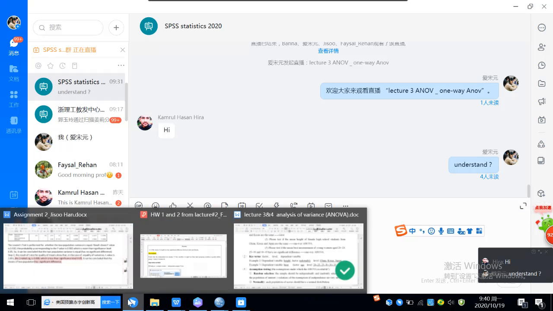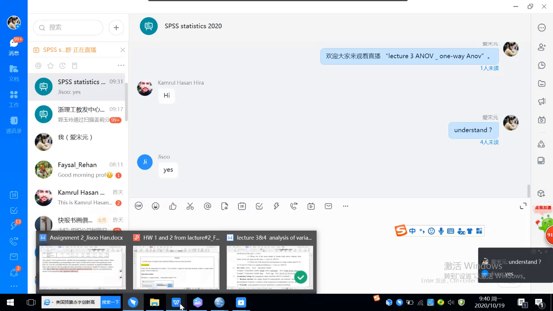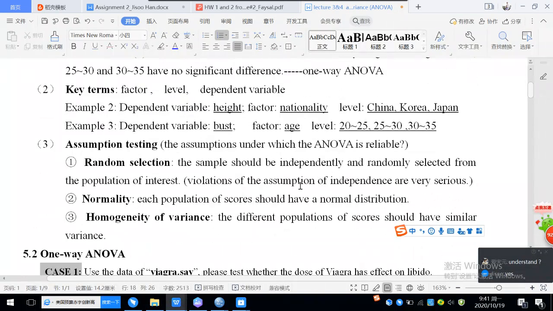It's very important. Next, please look at the assumptions under which ANOVA is reliable. Firstly, all the samples should be independently and randomly selected from the population of interest. For example, if you want to compare the height from China, Korea, and Japan, all these people should be selected randomly.